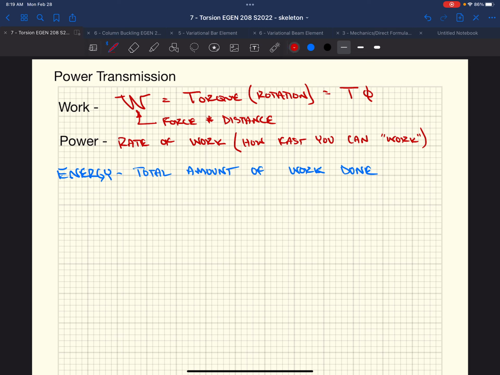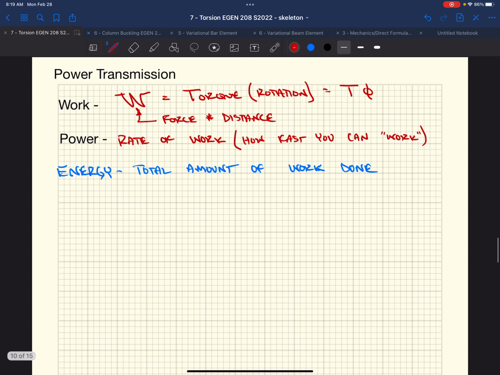So if power is how fast you can do work, right? It's essentially, in terms of time, how fast you can do something, or speed related. So we would say that power, P, right? Change in rotation over time, or torque times d phi dt, right? Rotation angle over time, how fast something's rotating.